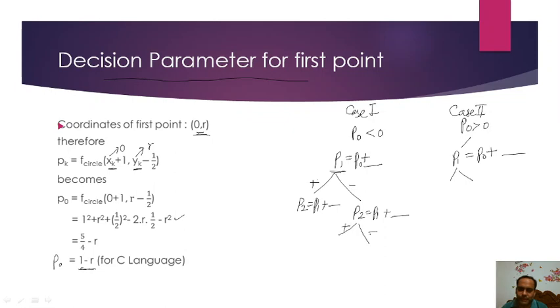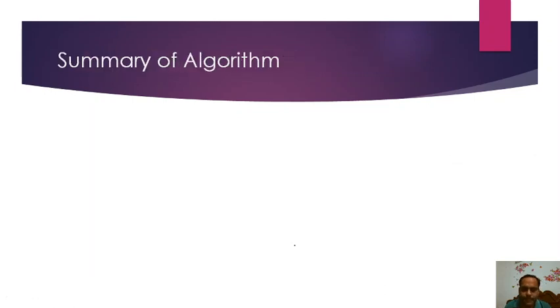If it is positive, if it is negative, then we can find p3 from p2, because we now have the recursive equation for finding the decision parameters. Using this we can find the decision parameters until we need, and this will go on until x is greater than y. So now have a look at the summary of the algorithm.